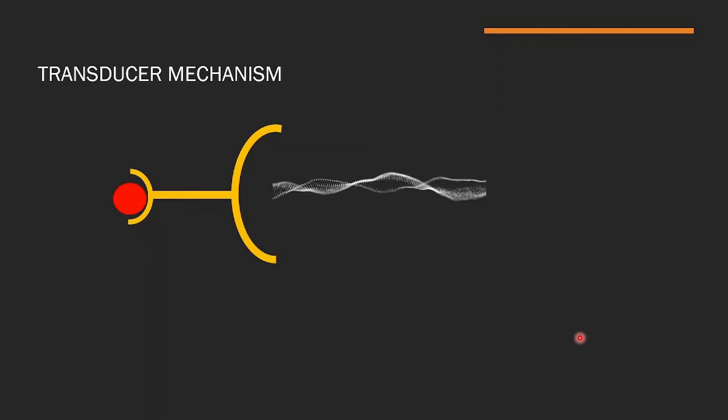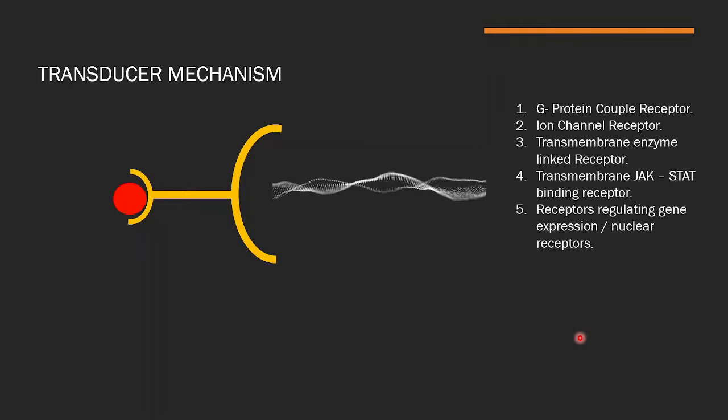So signal transduction is majorly grouped into 5 categories, that is G protein coupled receptor, ion channel receptor, transmembrane enzyme linked receptor, transmembrane JAK-STAT binding receptor, receptors regulating gene expression or the nuclear receptor.